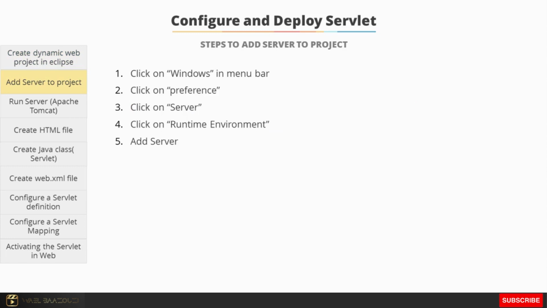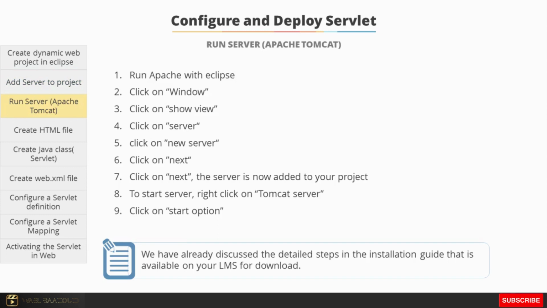We'll then click on Windows in the menu bar, Preferences, Server, and Runtime Environment so we can add a server. We'll run Apache with Eclipse, so we click on Windows, Show View, Server, New Server, Next. The server will now be added to your project in Eclipse. To start the server, we right click on the Tomcat server and simply say Restart.